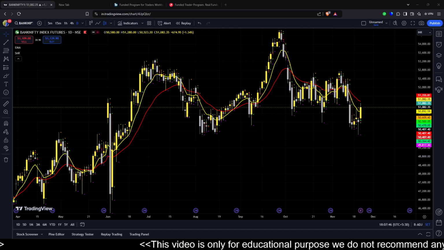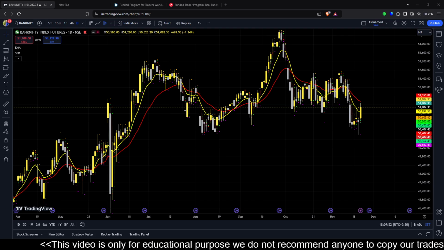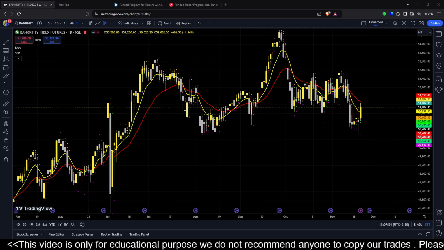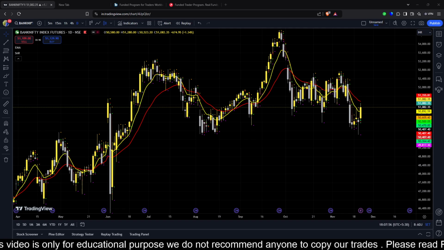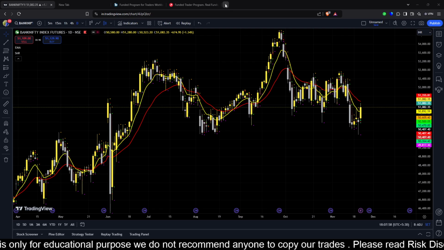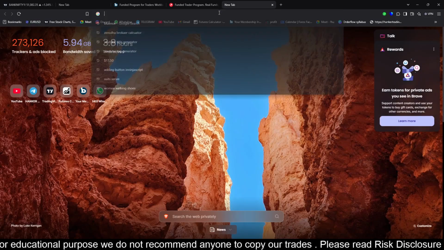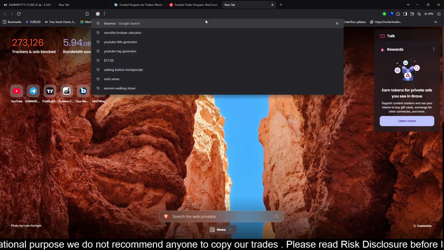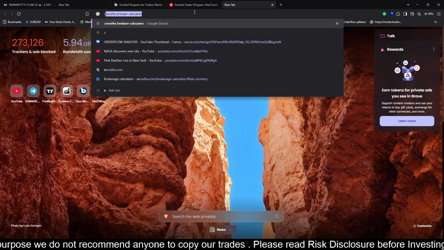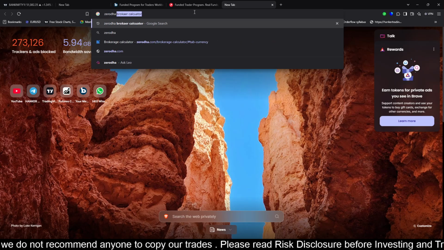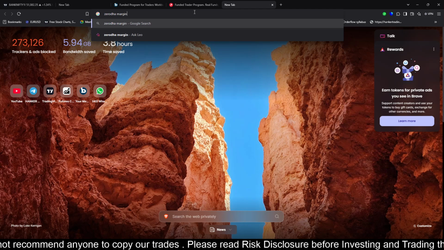When I started my trading career in 2017, to trade one lot of Nifty, I just needed to pay 2000 rupees. That's the margin I was getting in 2017 or 2018. But right now, how much do I need to pay? For that I'm opening the Zerodha margin calculator.